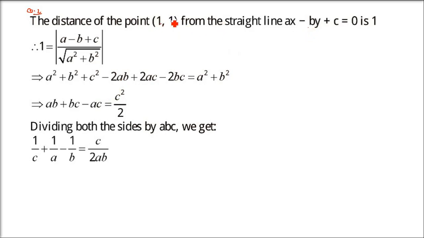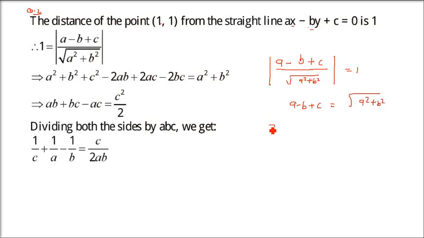We have the distance from the point (1, 1), and we do the same thing as discussed earlier. In place of x and y we put 1, 1. So a into 1 minus b into 1 plus c, divided by the square root of a square plus b square. This distance is given as unity, which is 1, and mod. Don't worry about the mod right now because we are going to square it eventually. So a minus b plus c equals the square root of a square plus b square.